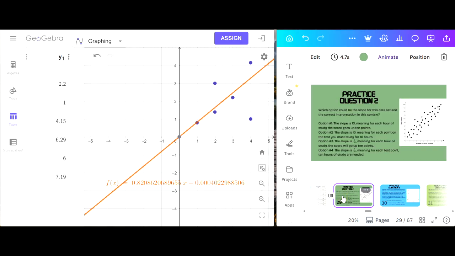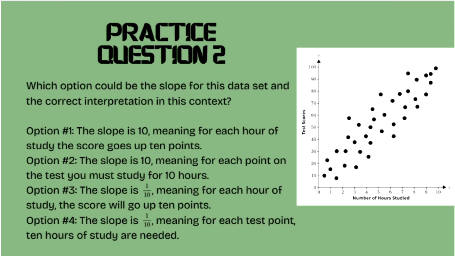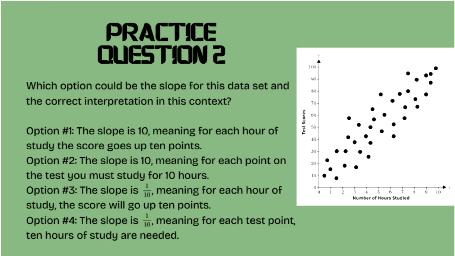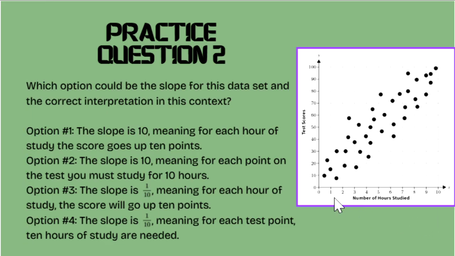I'm sorry. Here's practice question number 2. This is at the end of the lesson. Which option could be the slope for this data set and the correct interpretation in this context? Pause the video, see if you can figure it out and come back. So if we look at these answers, our slope is either going to be 10 or 1/10. So if the slope is 10, we have to look down here. We're going by 1s here. We're going by 10s here.